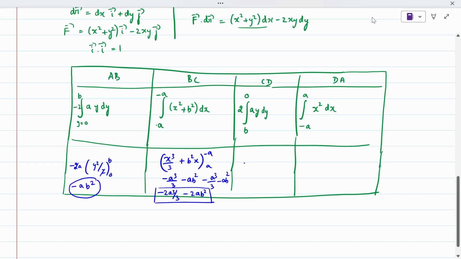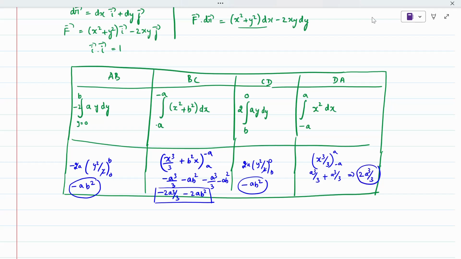My third integration: 2a constant, y squared divided by 2, it's b to 0. So the 2 gets cancelled, minus ab squared. I'm getting minus ab squared. Fourth integration, x cube by 3. So again when I substitute a to minus a, a cube by 3 minus of lower limit, again minus of minus a cube by 3. So it is nothing but 2a cube by 3.